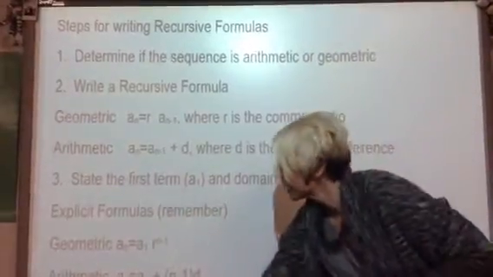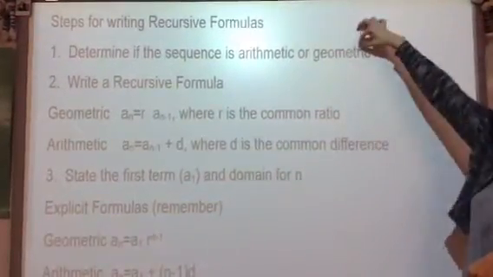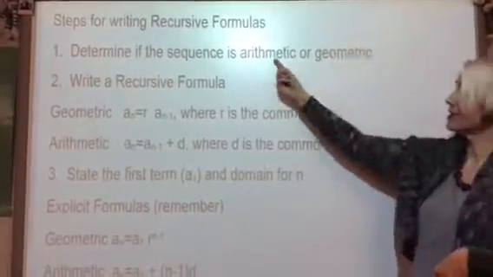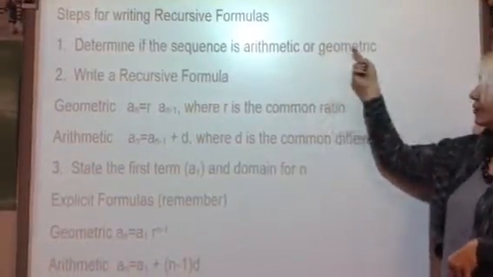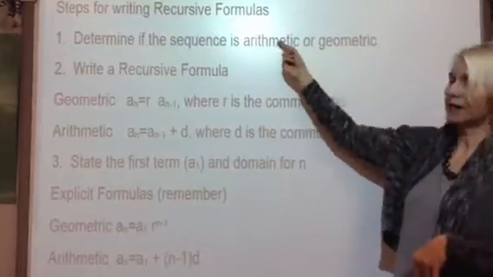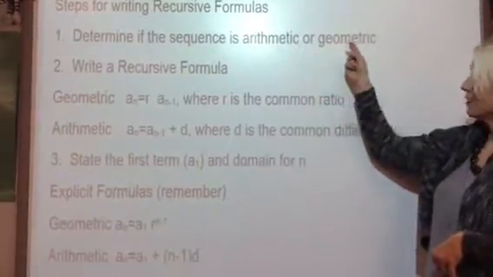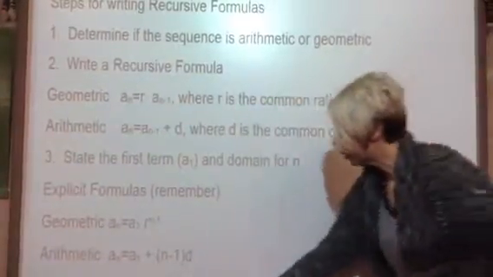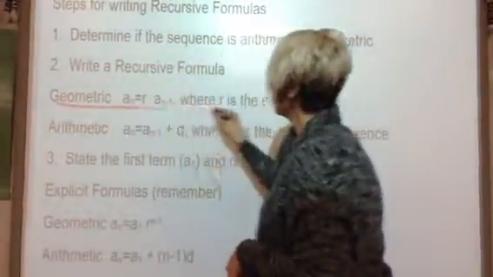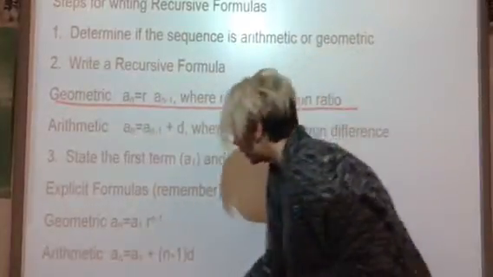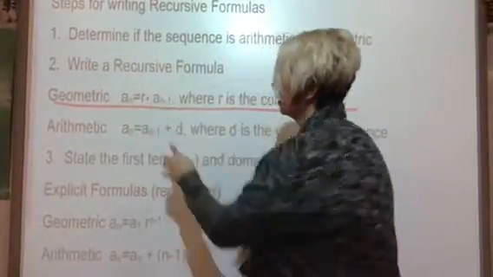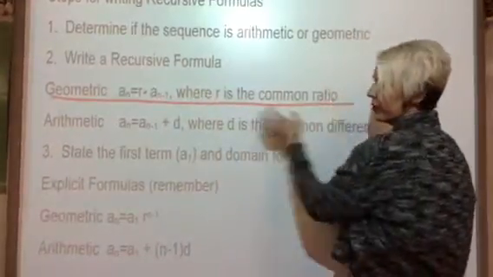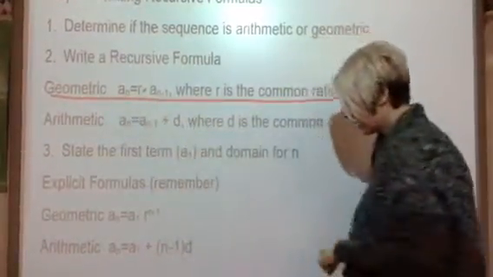Now here are the steps for writing recursive formulas. First of all, you're going to have to decide if the formula is arithmetic or geometric. Remember, arithmetic is a common difference, geometric is a common ratio. Here you're finding the common difference d, here you're finding the common ratio r. Then you can write your recursive formula, and here they are. Geometric always looks like this, always. It is a sub n equals r times a sub n minus 1, where r is the common ratio. It always looks like this.